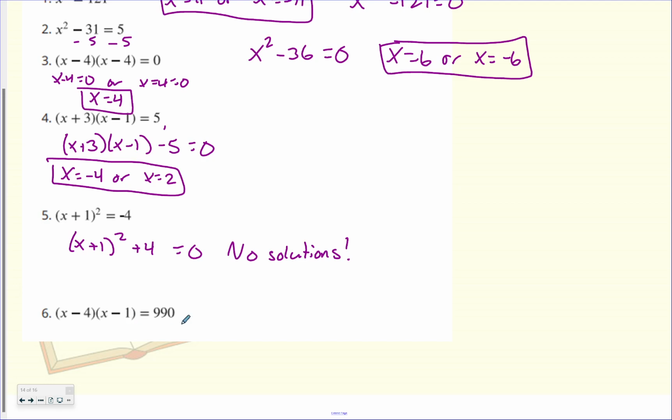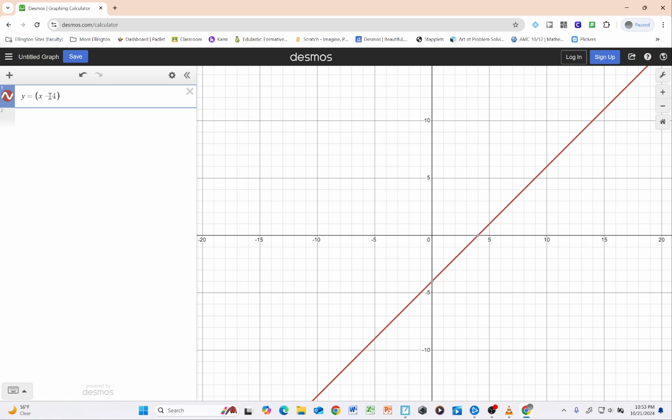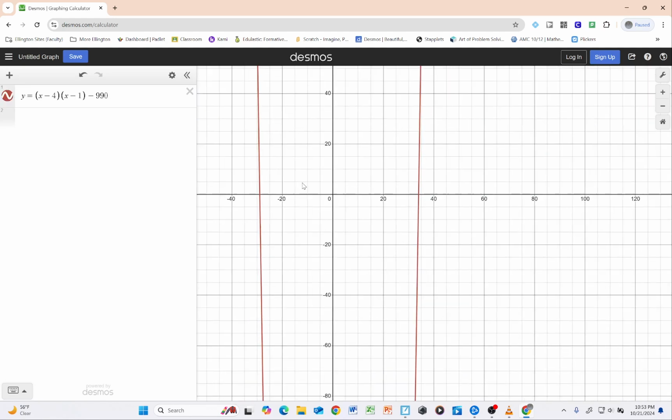Okay, same thing with this one, right? Let's just graph it. So x minus 4 times x minus 1 minus 990 equals 0. Let's see what happens. Okay, we're going to have to zoom way out on this one.